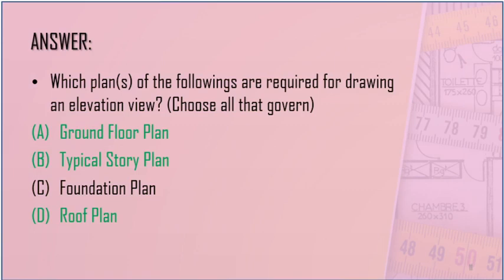You need ground floor plan, typical story plan, and obviously roof plan to draw the elevation view, just because without these 3 views you cannot know the actual properties, features of the building. So you should draw from the ground level to the tip of the building. That's why you should know the features of ground floor, features of typical story, features of roof as well. So these 3 will be required for us.